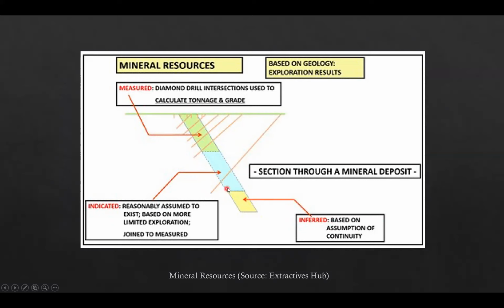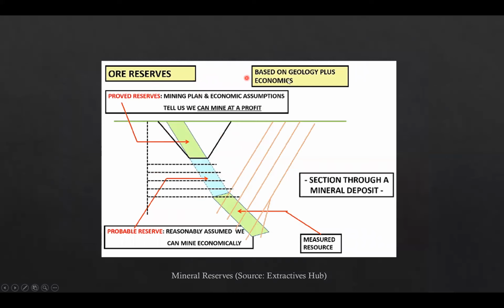The next one is indicated resource, which has little information available in the form of one drill hole here, while the measured resource has the most information available based on many drill holes. So the resources are categorized based on the geology, which are basically the exploration results. However, the reserves are based on the exploration results as well as economic data that we have in the mine planning and economic analysis.